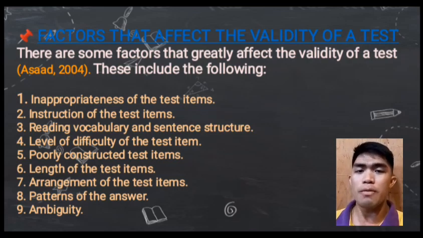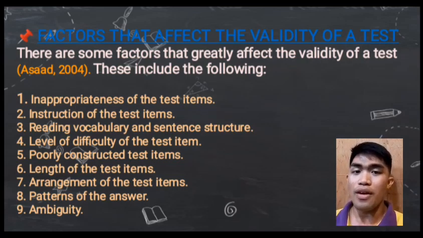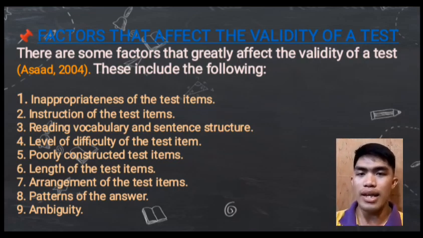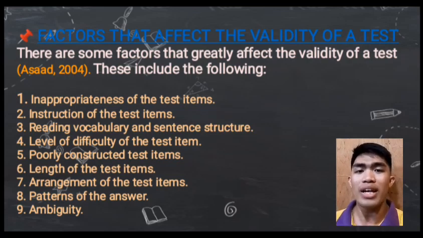And number 6, we have length of the test items. A test should be of sufficient number of items to measure what it is supposed to measure. If a test is too short to provide a representative sample of the performance that is to be measured, validity will suffer accordingly. And number 7, we have arrangement of the test items.